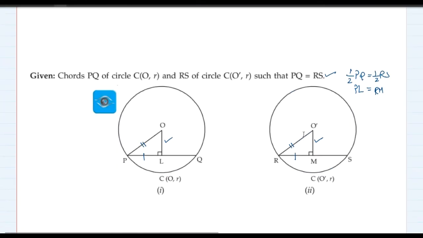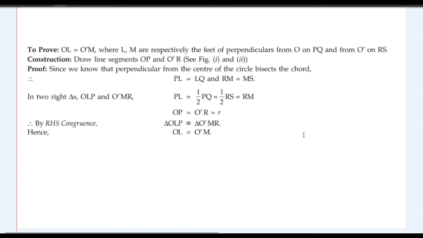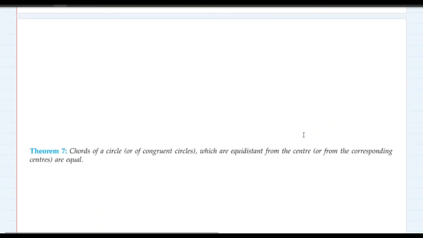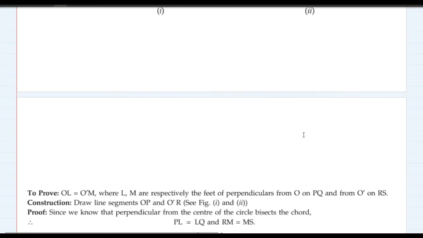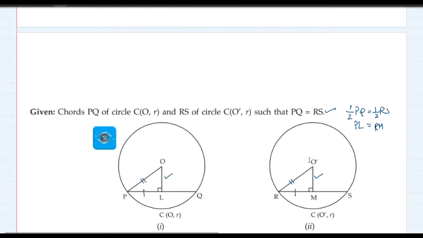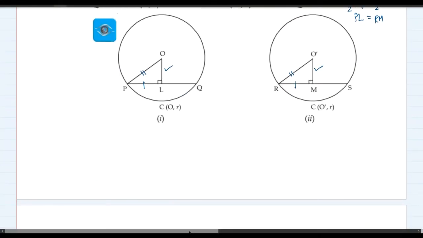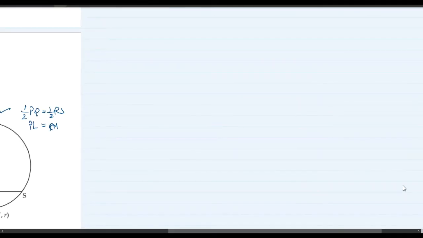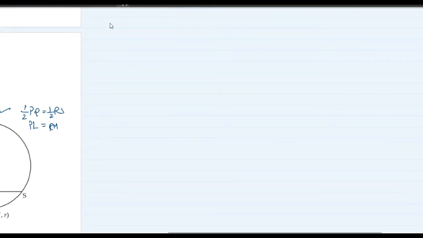Now this proof which I just explained, which is written over here, can be proved in a single circle also. What do I mean by a single circle? Let me show you. The same proof I can prove like this.